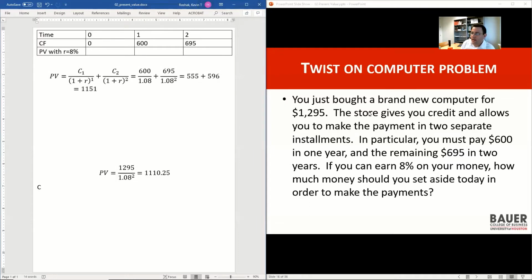Okay, so that's the first twist on the computer example. I want to do one more twist to make use of the present value formula.